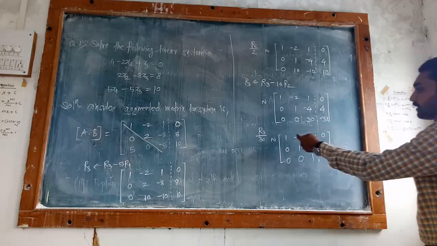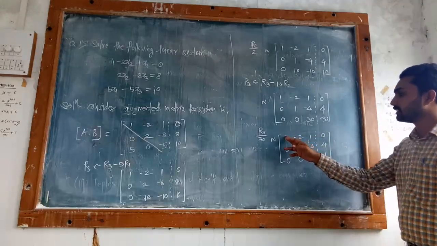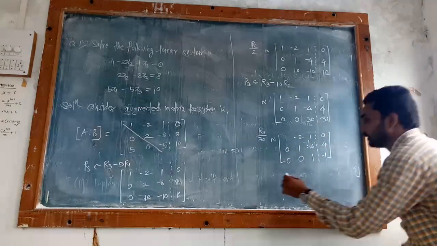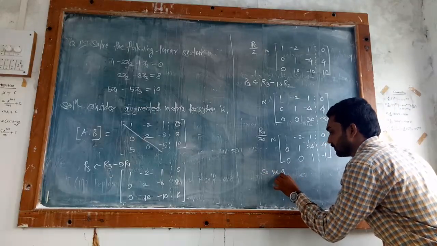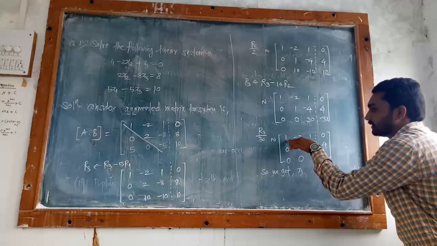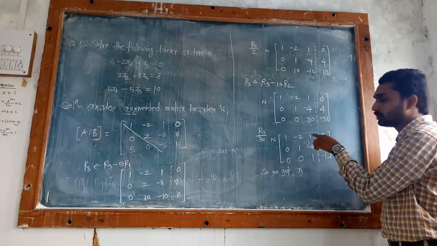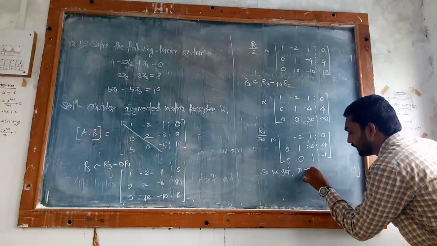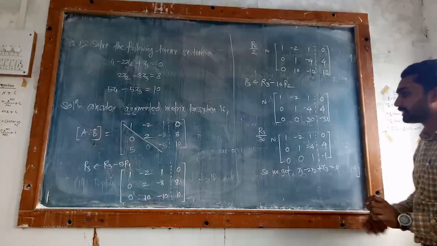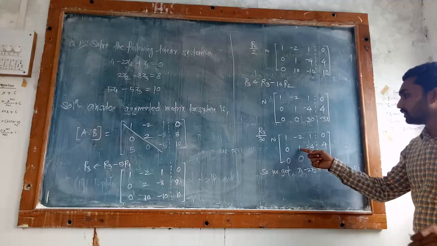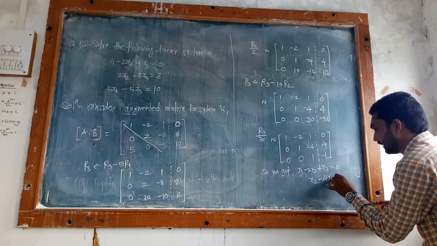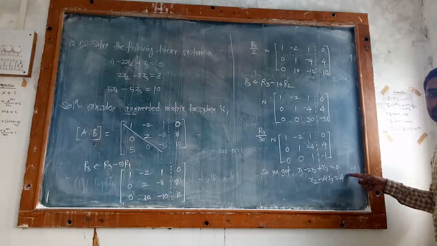We have to multiply the matrix by x1 x2 x3 and equate it to the right side. So your first equation becomes: multiply the first element by x1, second element by x2 and third element by x3, then we get x1 minus 2x2 plus x3 equal to 0, right? Second equation becomes 0 into x1 is 0, 1 into x2 is x2, again minus 4 into x3 equal to plus 4. This is your second equation.